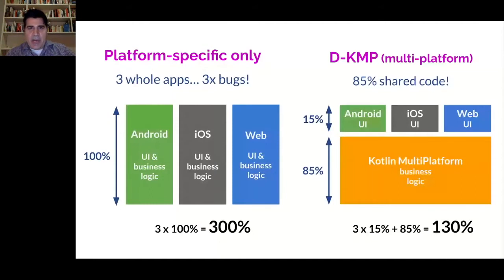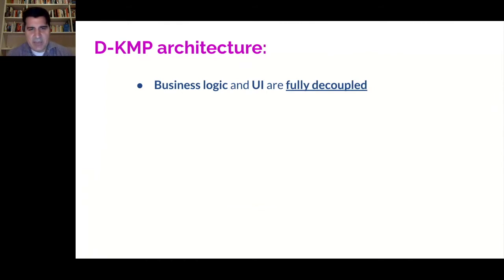In this architecture, we are able to share up to literally 85% of business logic, and then we just leave the 15% for the UI layer, which is the only platform-specific part of the app. And as you can see, there is a lot of saving of resources. This is probably less than half of the resources required compared to developing whole apps. So let's see more in detail about the DKMP architecture.